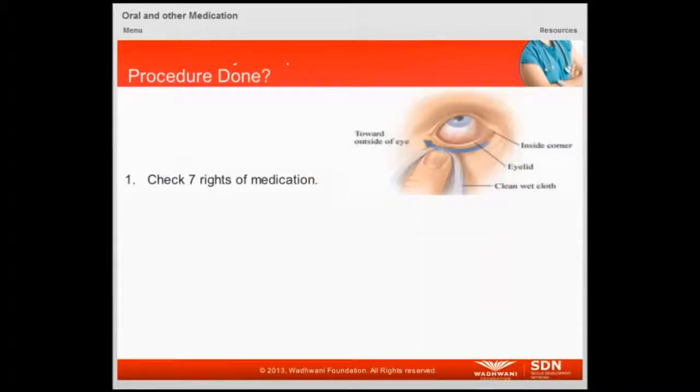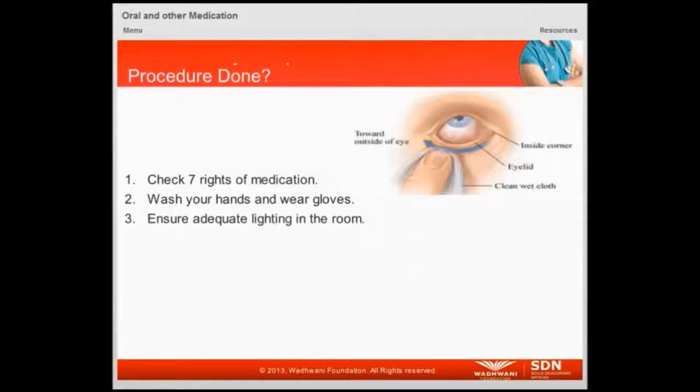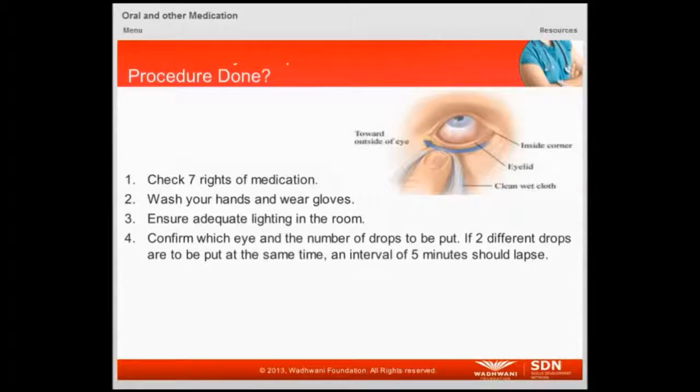One, check the 7 rights of medication. 2, wash your hands and wear gloves. 3, ensure adequate lighting in the room. 4, confirm which eye is to be treated and the number of drops to be inserted. If different drops are to be put at the same time, ensure an interval of a minimum of 5 minutes in between. 5, explain the procedure clearly to the patient.